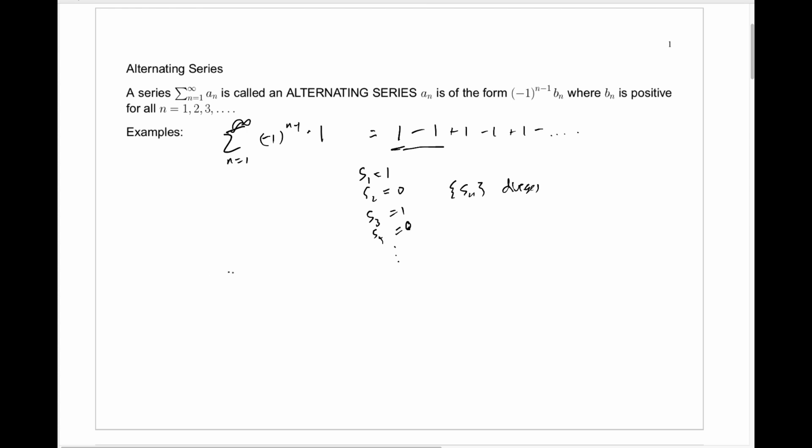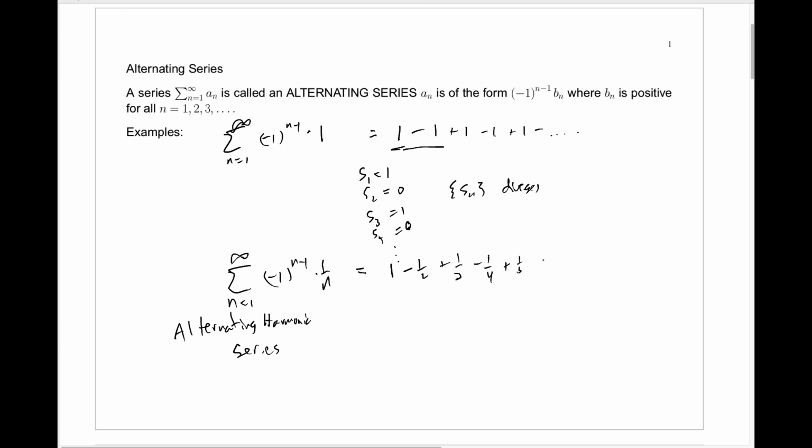Here's another example of an alternating series. If we have minus 1 to the n minus 1 times 1 over n, we're going to be looking at this one more later. This is called the alternating harmonic series. And it should be clear why it's called that. Without this minus 1 to the n minus 1 part, it's the regular harmonic series. The alternating harmonic series has the same terms, only with alternating signs. 1 minus a half, plus a third, minus a fourth, plus a fifth, and we keep going.